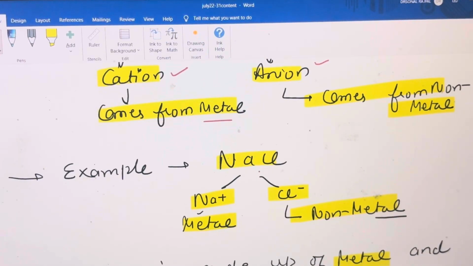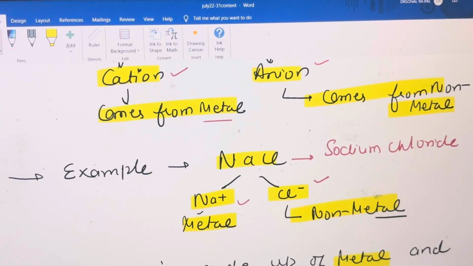For example, NaCl is sodium chloride. In sodium chloride, students, if you see, it has one positive part, that is the sodium ion, and one negative part, that is the chloride ion. These chloride ions come from the non-metal chlorine, and the sodium ions come from the metal sodium.